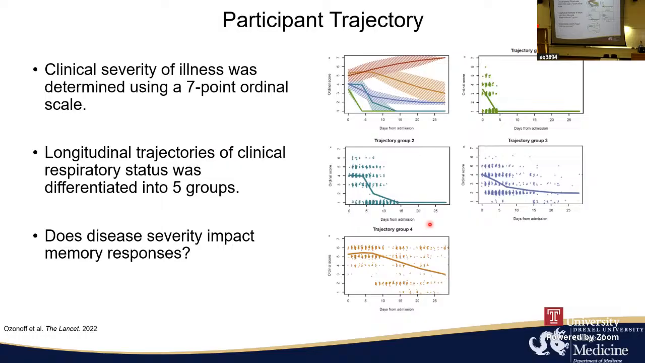And for the patients we'll be looking at in my study today, we only had participants up to trajectory 4. Trajectory 5 patients, unfortunately, were ones who passed away, so we don't have longitudinal samples to look for memory T and B cell responses for them. So one of the first questions we had was, does disease severity impact memory responses?